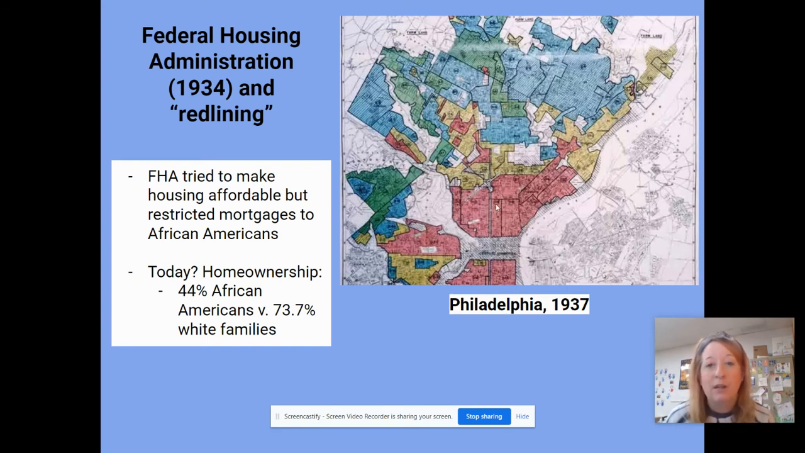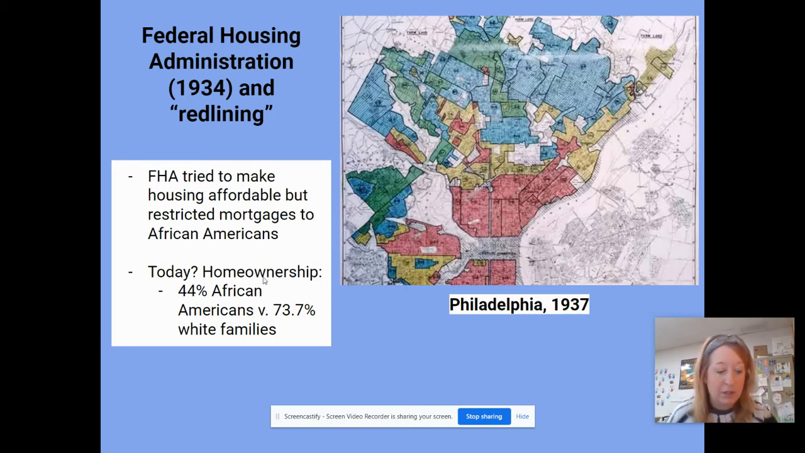However, the red areas were considered financially risky, and many banks refused to give mortgage loans to these areas in red. And every city had a map like this. However, it's important to note that the majority of the citizens in these areas are minorities. And so this is essentially denying an opportunity to purchase homes for many African Americans across the country.